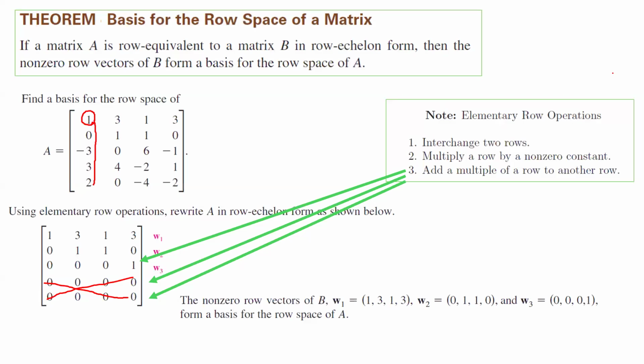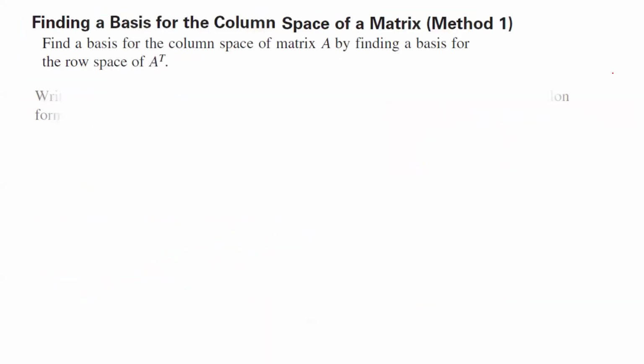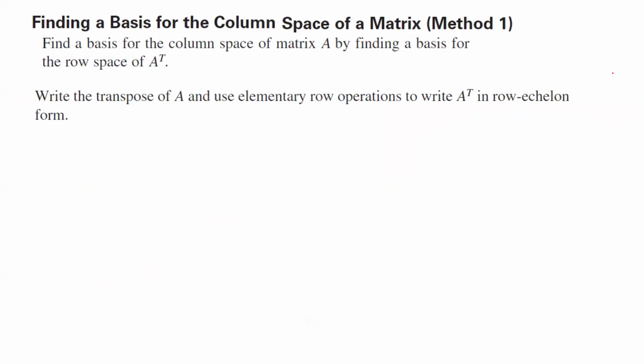Now that we introduced the row space, we are interested in working with the column space now. Suppose the question says, hey, find the basis for the column space of matrix A. What are we going to do in this method? We're going to write down the matrix A using its transpose and then apply elementary row operations to write this guy in row echelon form.